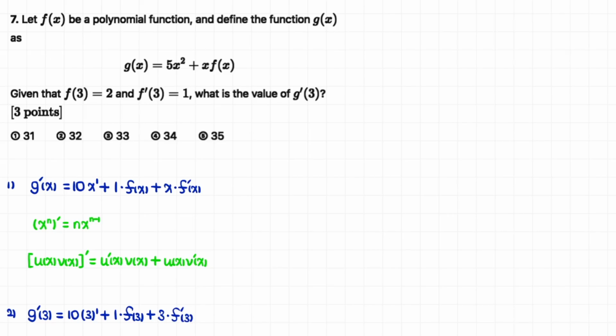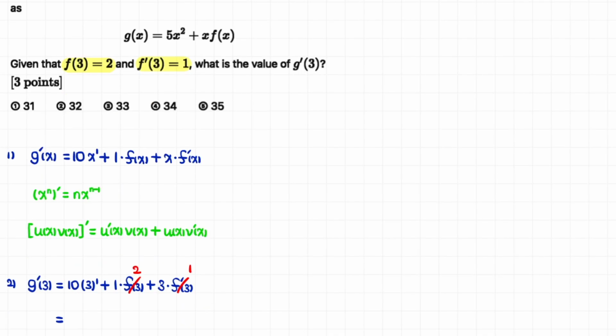Now, the problem gives us the exact values. They told us that f of 3 equals 2 and f prime of 3 equals 1. So we can just plug those in right away. Replace f of 3 with 2, f prime of 3 with 1. 10 times 3 is 30. 1 times 2 is 2. 3 times 1 is 3. 30 plus 2 is 32. 32 plus 3 is finally 35. Now this is our final answer. Number 5 is going to be our choice.